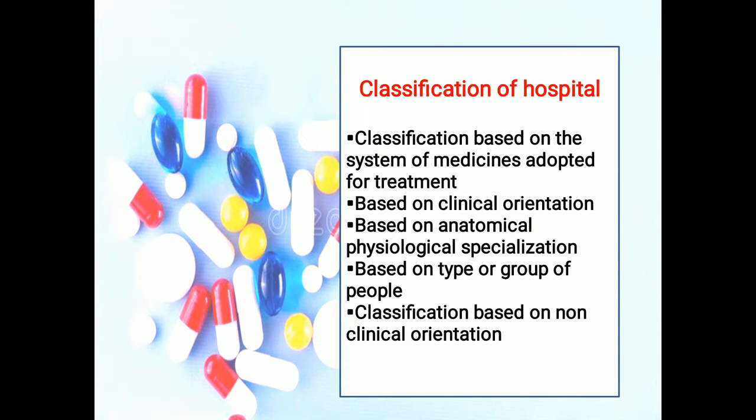Now, hospitals based on bed number: large hospitals have more than 1000 beds, medium hospitals have between 500 and 1000 beds, small hospitals have between 100 and 500 beds, and very small hospitals have less than 100 beds. On the basis of cost, we can classify costly hospitals, low budget hospitals, free hospitals, and last but not least, hospitals attached to medical and dental colleges.